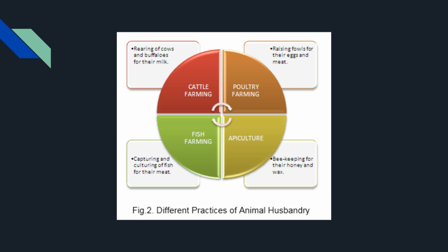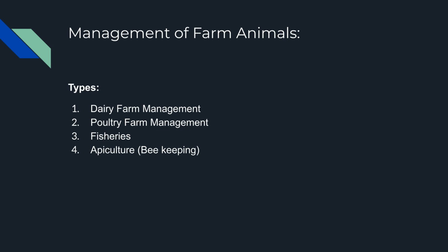This diagram illustrates various practices within animal husbandry, including cattle farming, poultry farming, fish farming, and apiculture or beekeeping. The management of farm animals includes several types, such as dairy farm management, poultry farm management, fisheries, and apiculture, which is also known as beekeeping.